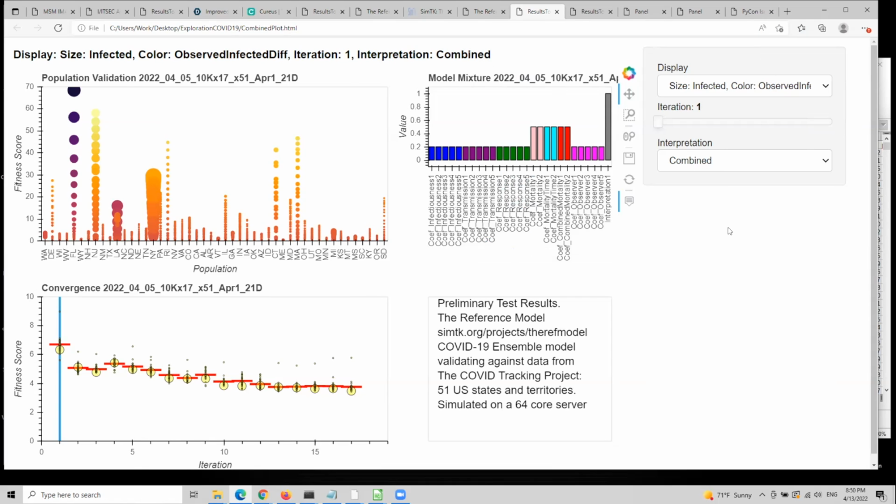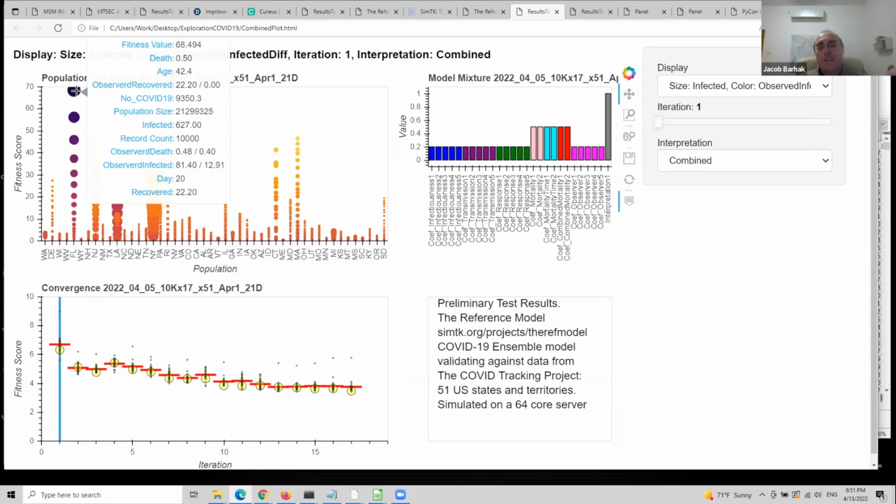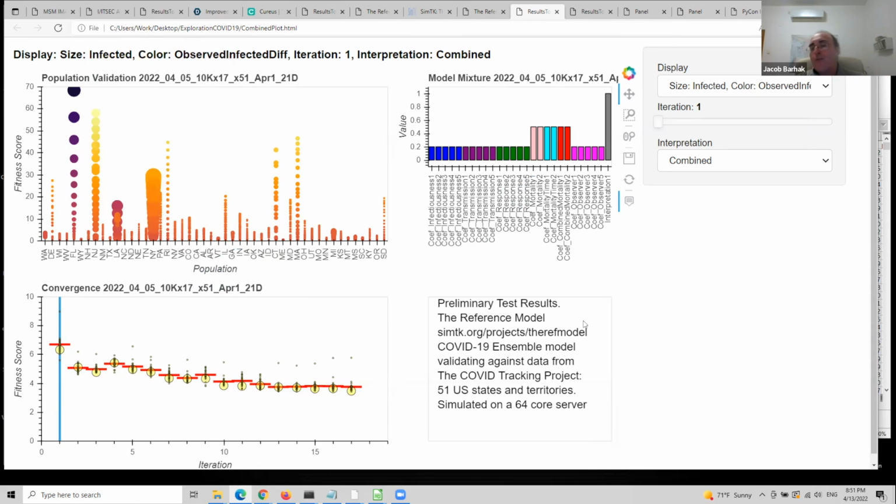Yes, I was trying to ask if the ensemble minimizes the Heisenberg effect. You'll have to go into the details of the Heisenberg effect, but what it tries to do is improve the fitness.